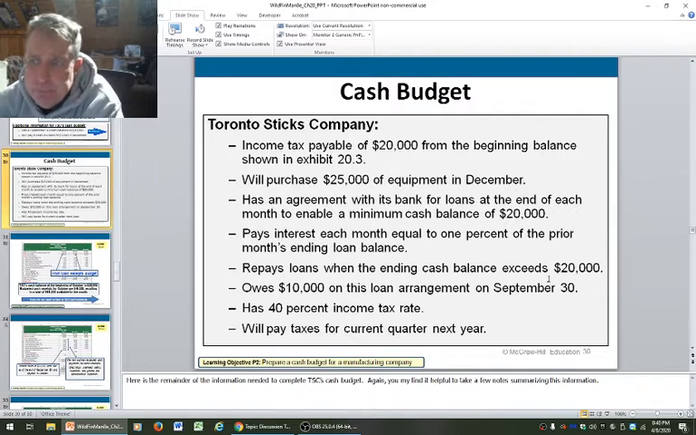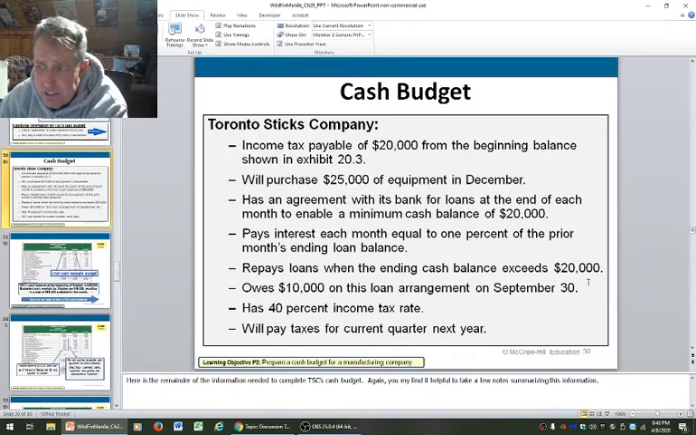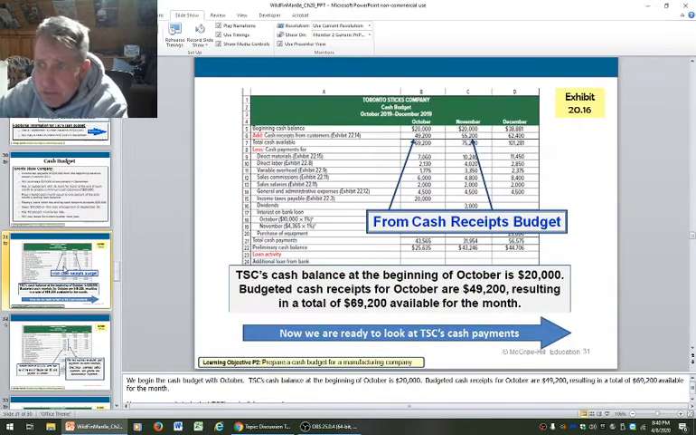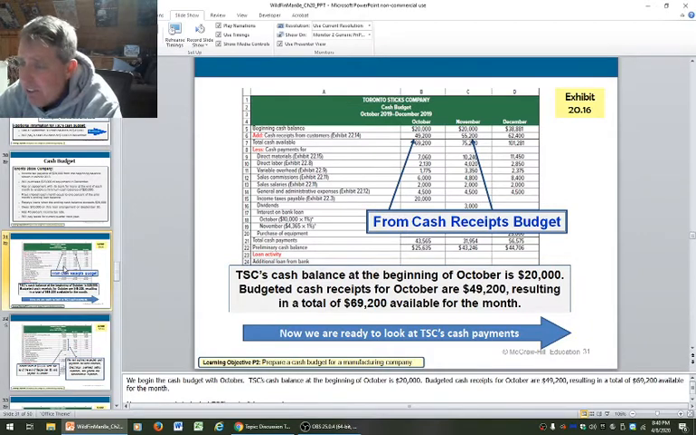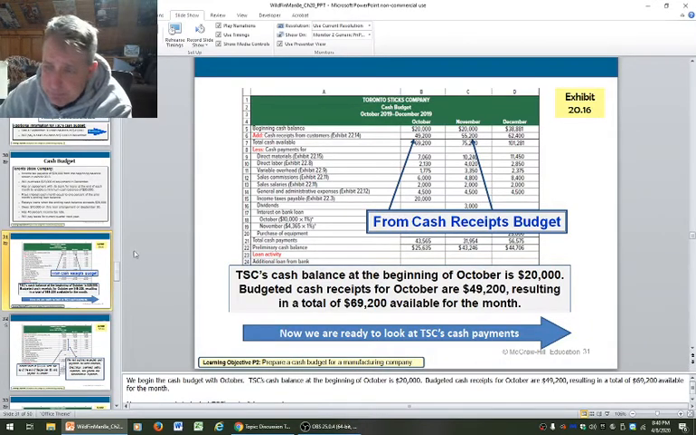Remember about income taxes, that's what they're going to do. Income tax payable is 20 grand from the beginning balance. There's 25,000 of equipment purchased. There's an agreement with its bank for loans at the end of each month. It pays interest. It repays loans after its ending cash balance exceeds 20 grand, so they start to pay stuff off. So we can look at it this way, and this is going to help you with the homework problem right here, because you can see it.